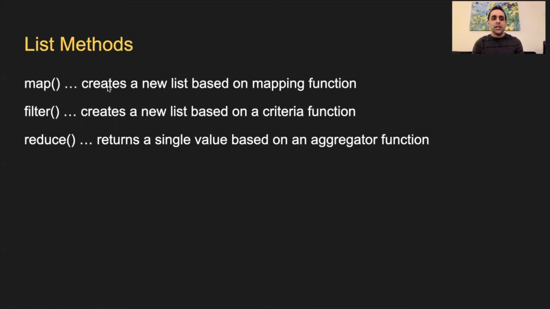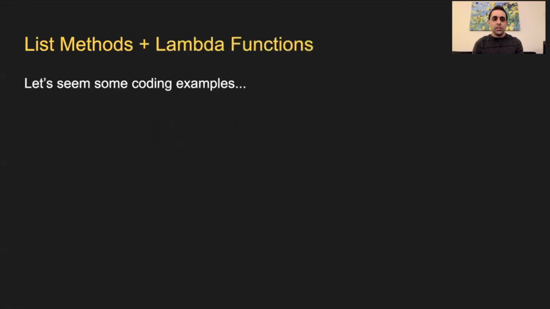Map is a list method that creates a brand new list based on a mapping function that you pass to it, and we'll see this shortly. We also have filter, which creates a new list based on a criteria function that you pass to it. And finally, we have reduce, which returns a single value based on an aggregator function that you pass to reduce. All right, so let's take a look at some coding examples where we can take advantage of list methods and lambda functions to see how they can impact our code.